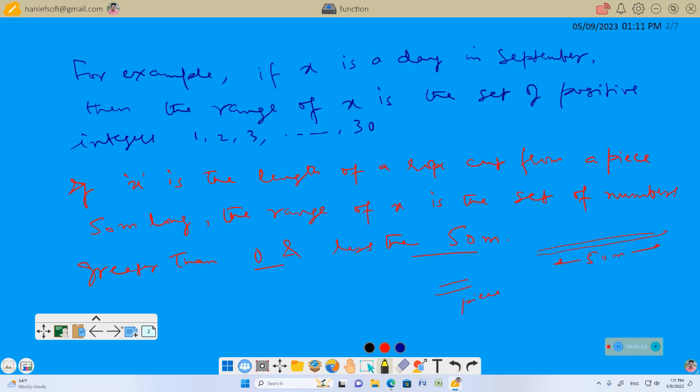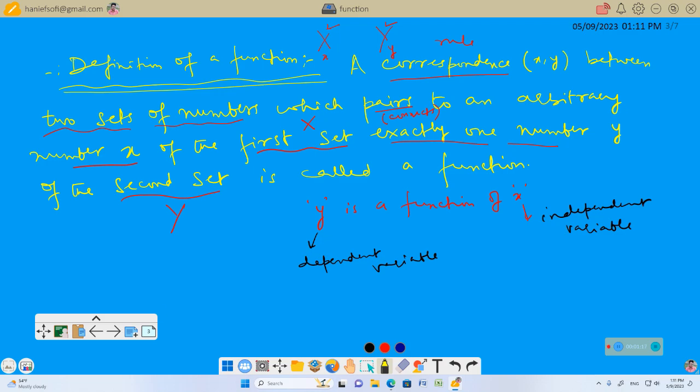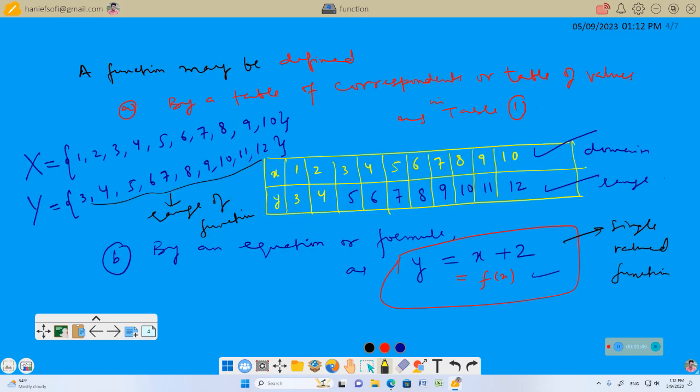For example, we have set x, set y. Then if there is a correspondence between the elements of these sets in such a way that to an arbitrary number x of the first set x is connected exactly one number y of the set y, then y is a function of x. We call y dependent variable, x independent variable.